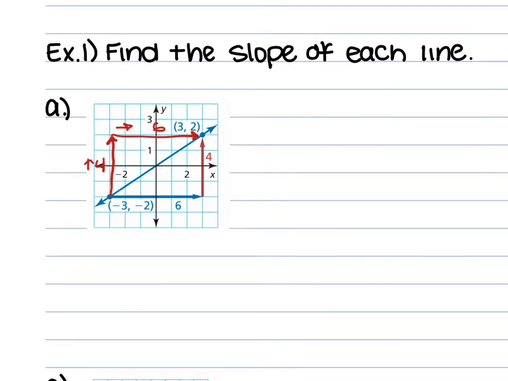So whatever I go up is going to be my numerator. Whatever I go to the right is going to be my denominator. I then simplify this. The 4 over 6 simplifies by dividing each of these numbers by 2, and we're just going to have 2/3. So my slope is just 2 over 3.